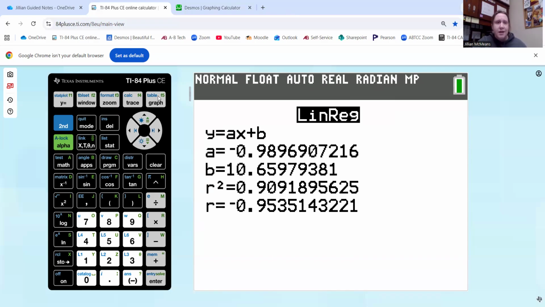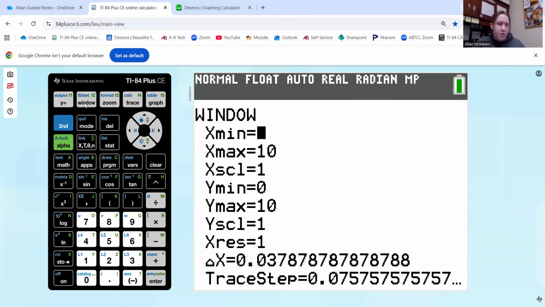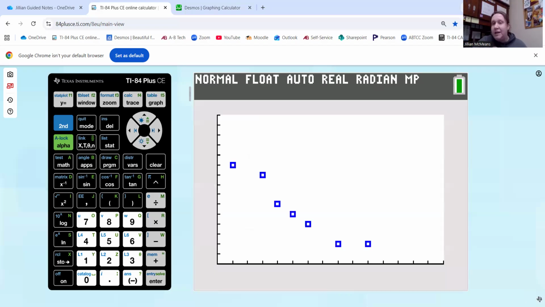So I can go, let's check the window here. So we have X's from 1 to 10, Y's from 2 to 10. I'm going to change my Y max to maybe like 15, just because I have an actual data point of 10. So I want to make sure that's fully encompassed. Then I go to graph, and there's our data points.